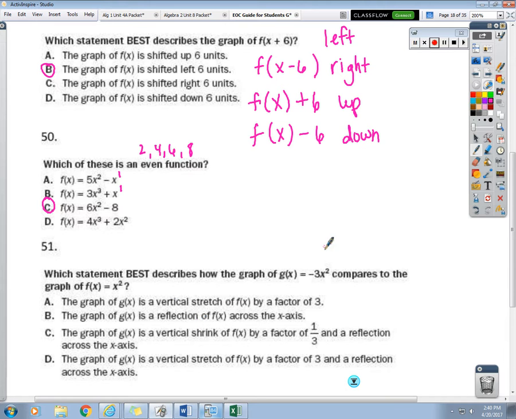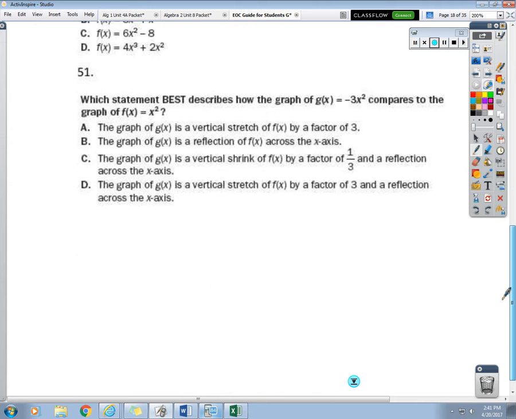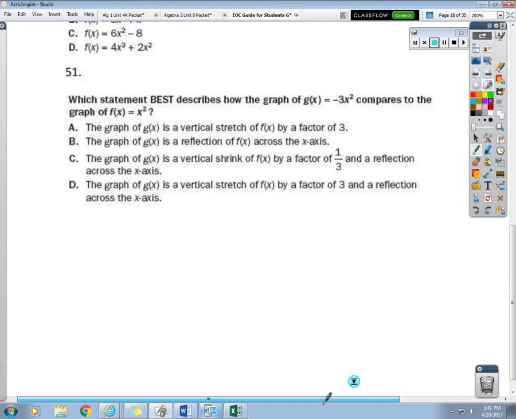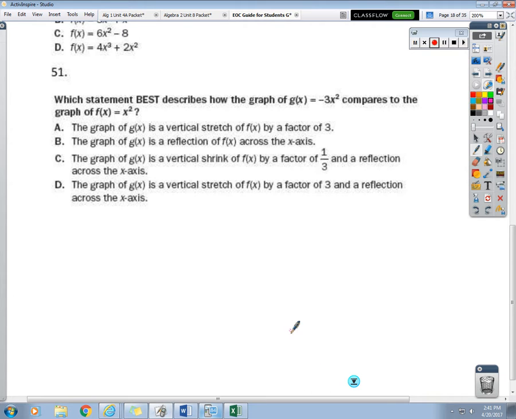Number 51. Which statement best describes how the graph of g of x equals negative 3x squared compares to the graph of f of x, which is just x squared? Well, just looking at the two functions, what's the difference in them? Right, this one has a negative 3, this one has a positive 1. So really it's just negative 3. What all will that negative 3 do to x squared? It'll make it go down, which is called a reflection, right?